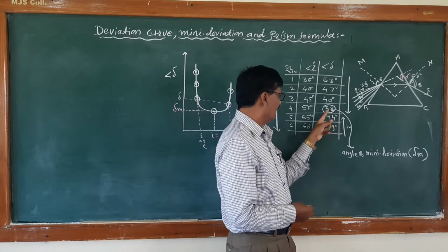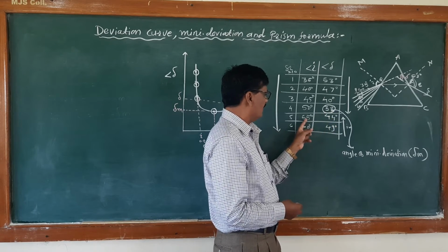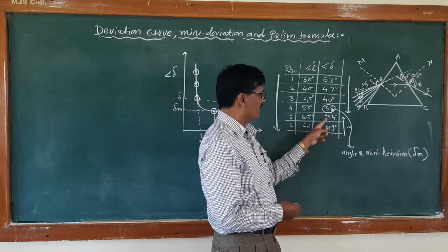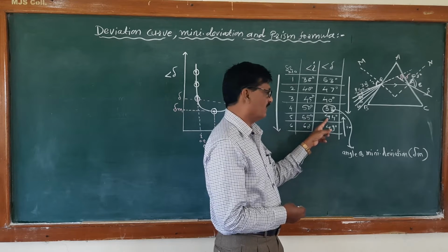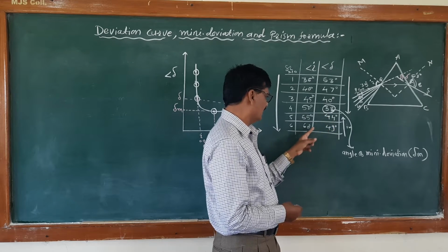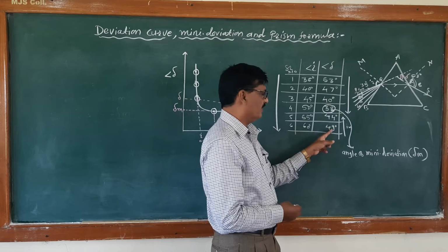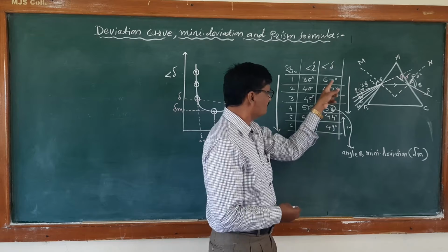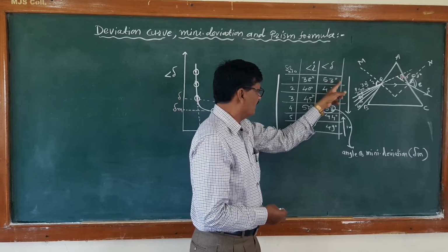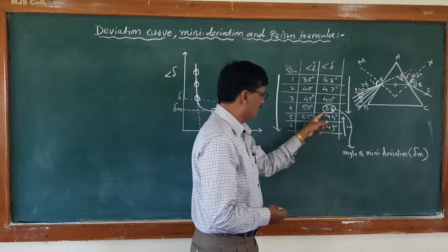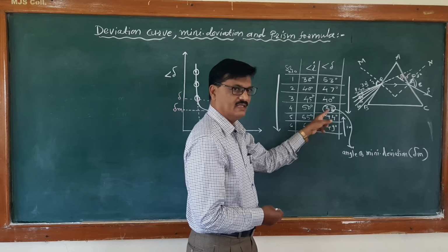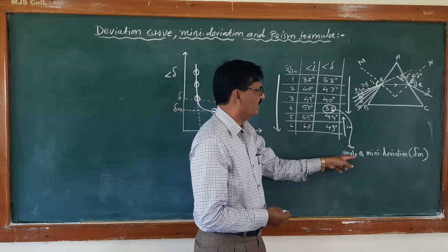It becomes minimum, and again at angle of incidence 55 degrees, at that time angle of deviation is 44 degrees. This means that it increases, again at angle of incidence 60 degrees, at that time angle of deviation is 49 degrees. This means that angle of deviation initially decreases, reaches a minimum value, and again goes on increasing, and this minimum value is called the angle of minimum deviation.